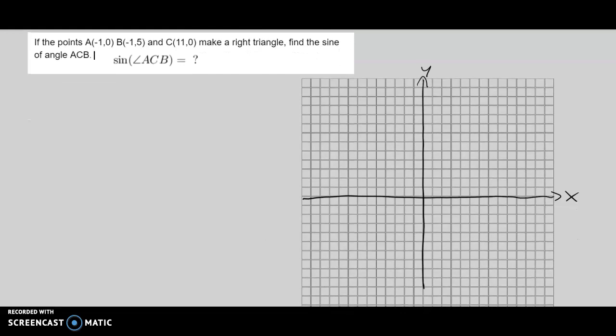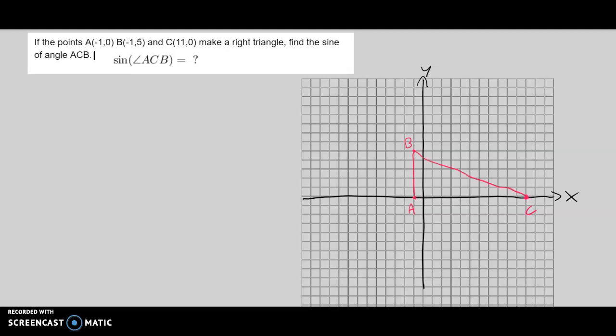So number 2 is giving you 3 points and is telling me that they make a right triangle. I'm going to plot those 3 points just to verify. The points they give me are A, which is (-1, 0), B, which is (-1, 5), and point C, which is (11, 0). So there's point C. And it says this makes a right triangle, and it looks like it does.